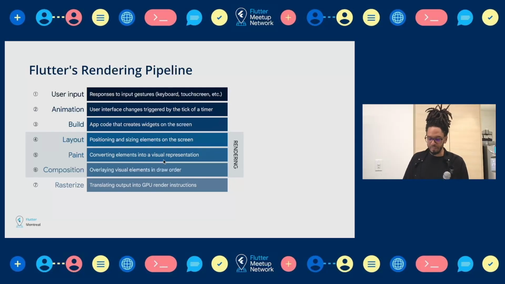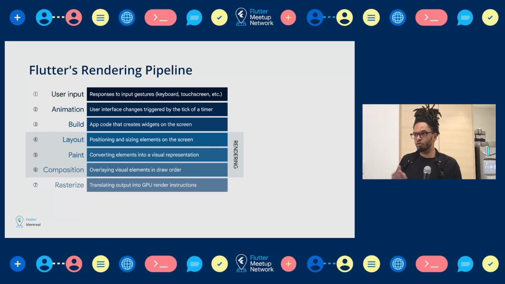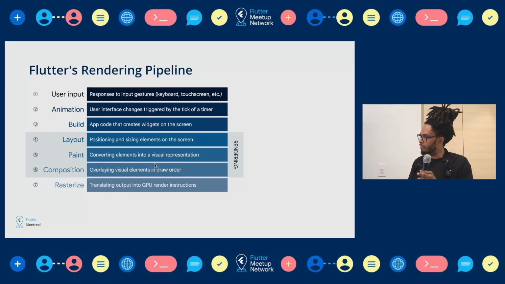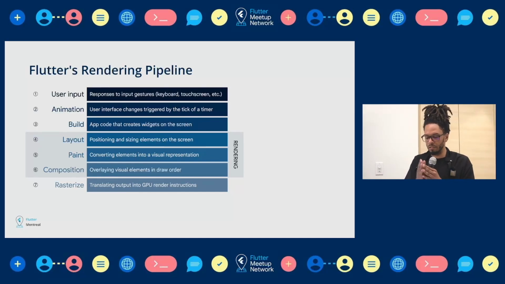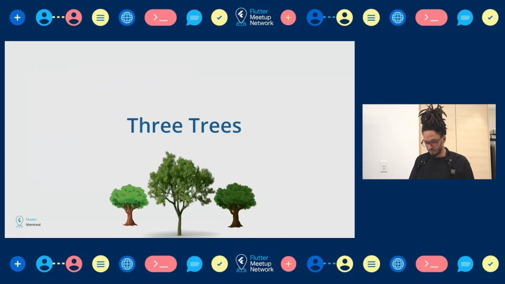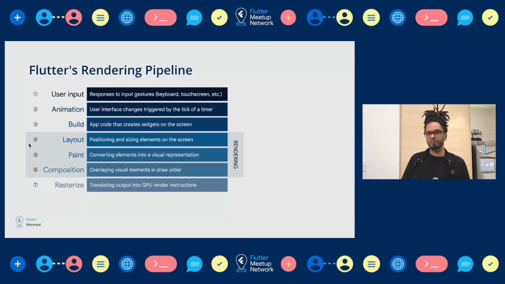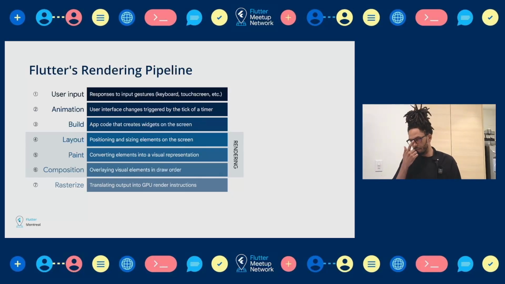So what to know about painting and composition? One element can have multiple layers. For example, think of a YouTube video with subtitles in front of it. Those are 2 separate layers to be painted in step number 5. And then composition will be bringing these 2 layers together into one final image to be displayed on your screen. This process is the rendering pipeline, which happens in Flutter very fast. It has to be very efficient, and it happens on every frame, up to 60 times per second.